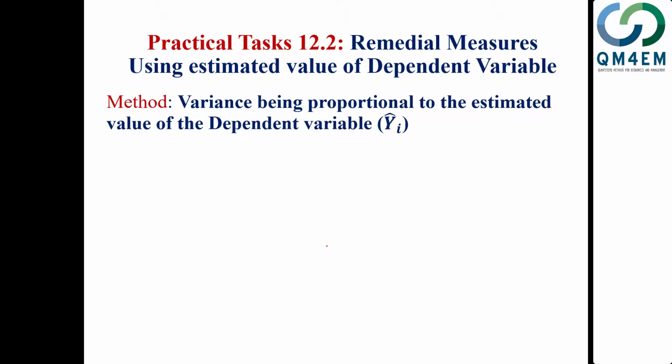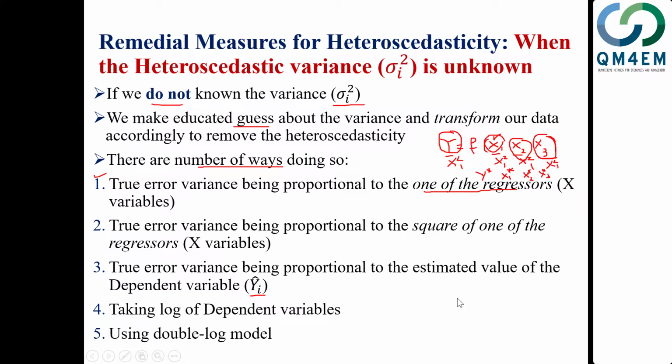Now if you recall, if I go back to that slide, as you can see, we have 5 methods which could be used to fix the problem of heteroscedasticity. So I'm going to start with the third method, ignoring the first 2 methods, because it's not like I suspect directly that I should use the dependent variable. I'm doing that because I feel like that's the easy way to start with.